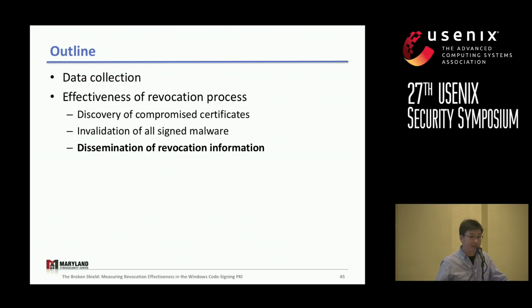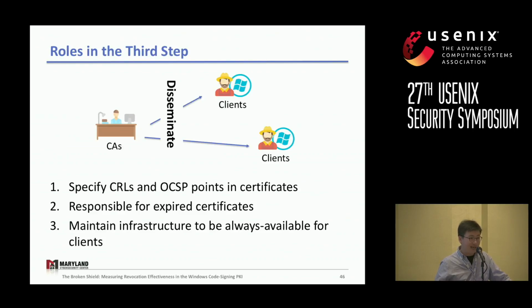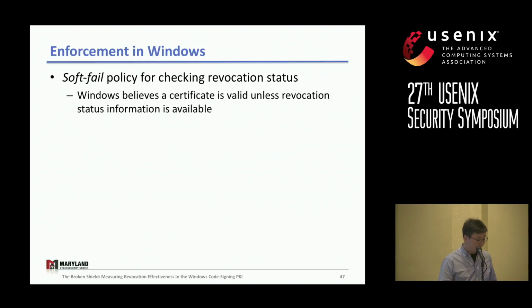Let's take a look at the last step. The last step is that the CA properly disseminates the revocation information to the clients. There are three rules required for the CA. The first one is to specify: CAs must specify a CRL or OCSP point in the certificate. The second, the CA is responsible even for expired certificates. And third, the CA properly maintains infrastructure to be always available for the clients.